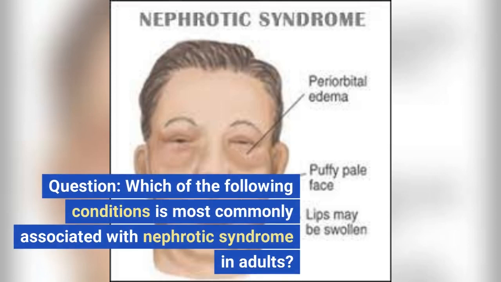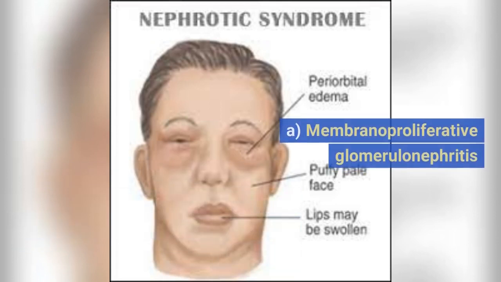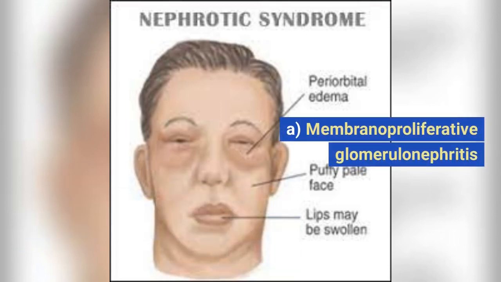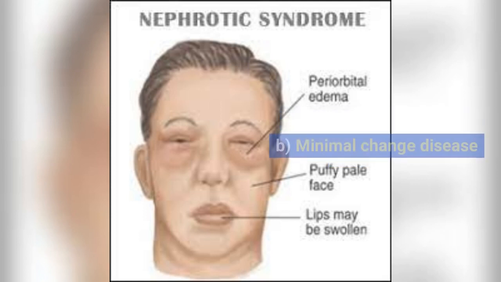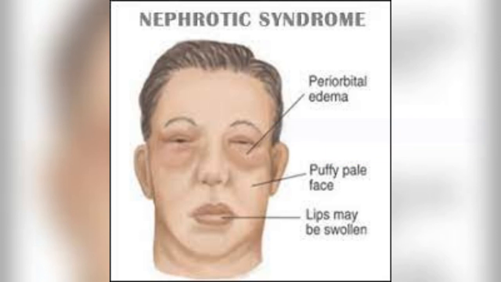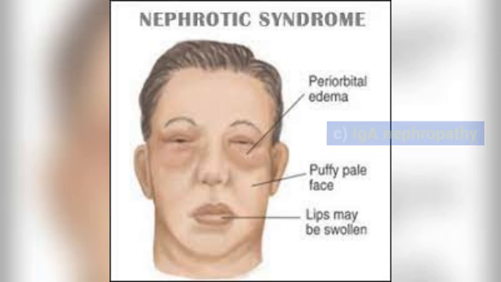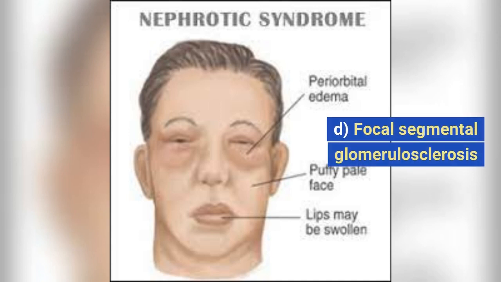Question: which of the following conditions is most commonly associated with nephrotic syndrome in adults? A. Membranoproliferative glomerulonephritis. B. Minimal change disease. C. IgA nephropathy. D. Focal segmental glomerulosclerosis.